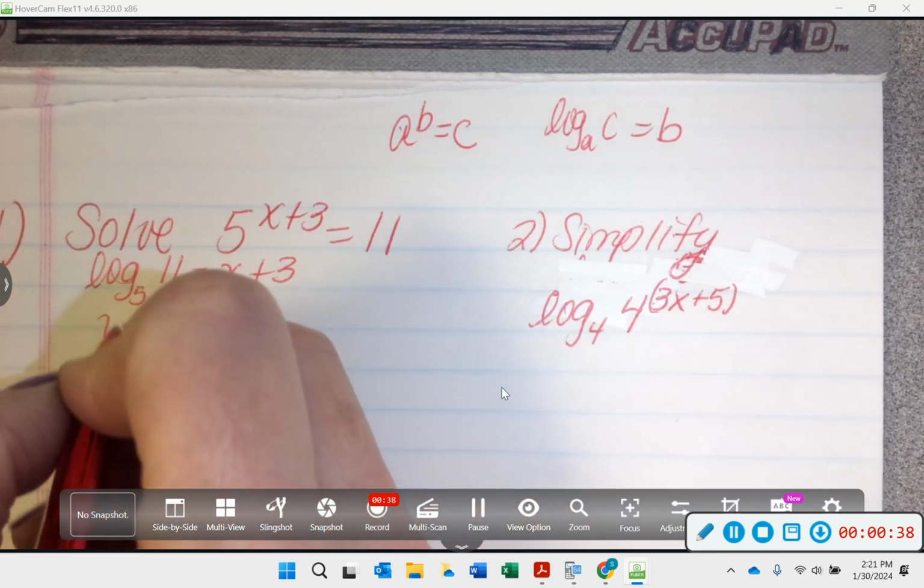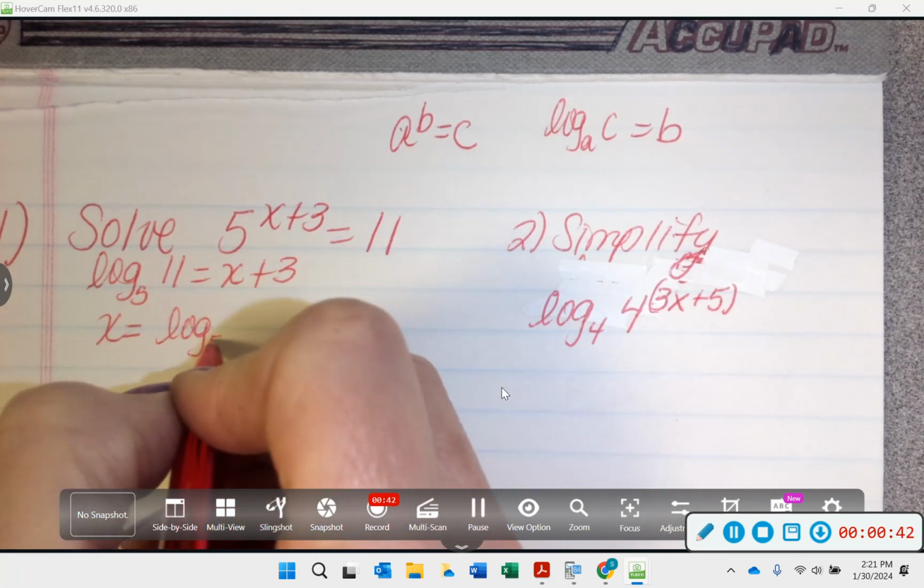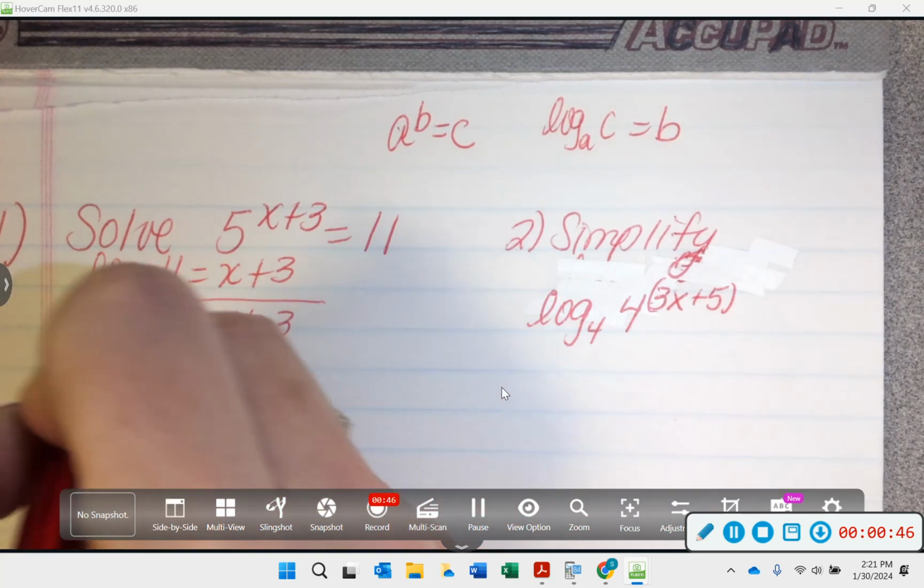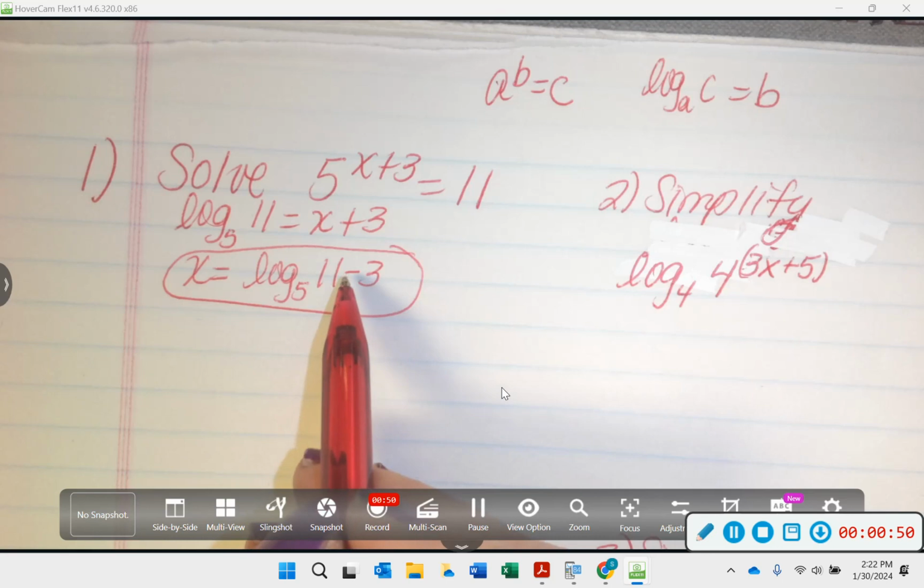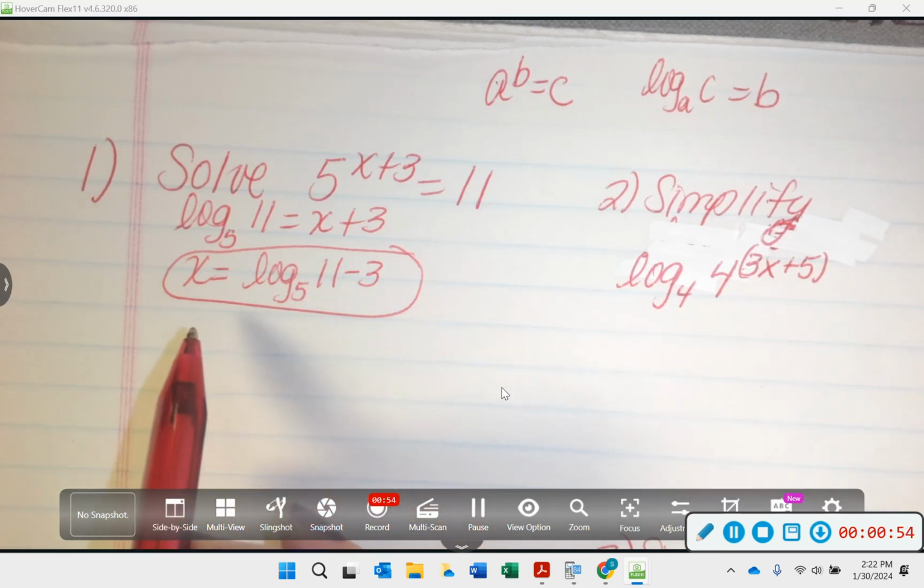And then to get x by itself, we would have to subtract 3. So the answer should be log base 5 of 11 minus 3. You cannot subtract the 11 and the 3 because this is all together as 1. Any questions? Anybody get that same answer?